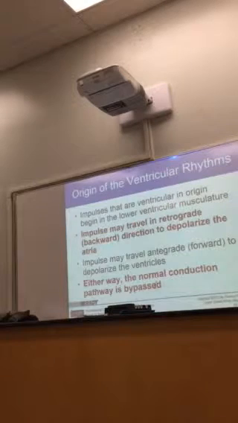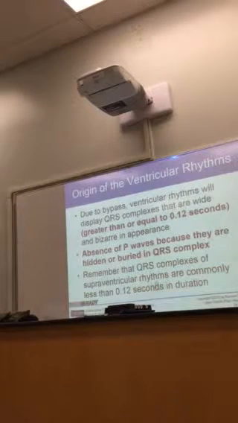So impulses that are ventricular in origin begin in the lower ventricular musculature. Impulses may travel in a retrograde direction to depolarize the atria. Either way, the normal conduction pathway is bypassed. So when it comes to ventricular rhythms, your QRS is going to be wide. This is how you identify ventricular rhythms, right? Wide QRS. You're going to have an absence of P waves because they're hidden or buried in the QRS complex. Do you guys understand that?